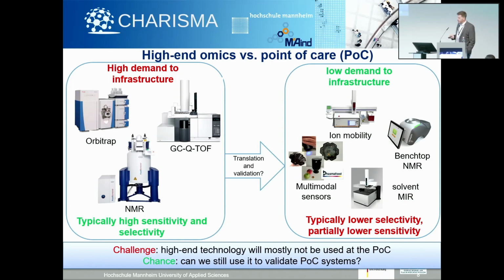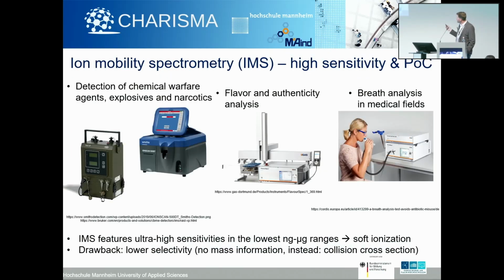maybe a lower sensitivity, but not necessarily. So the challenge is that the high-end technology will not be used at the point of care. That's just what happens in reality. You can't put an NMR spectrometer just at the customs wherever you'd like to have it. So the question is, can we still use that technology to validate, to train the low-end or point of care systems?